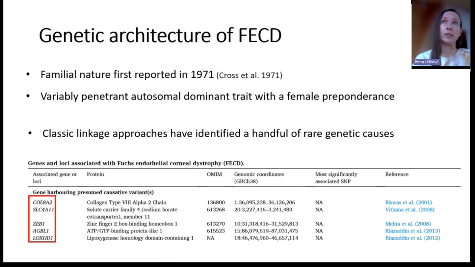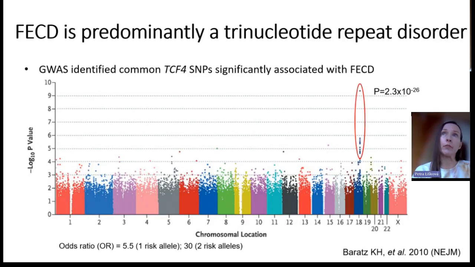These efforts led to the identification of only very few genetic causes, and for the vast majority of Fuchs corneal dystrophy patients, the molecular genetic cause was elusive. A real breakthrough, however, happened in 2010 when the first genome-wide association study was performed, and the association between Fuchs and common single nucleotide polymorphism situated within TCF4, which is a transcription factor, was identified. All this suggested that the genetics of this condition may be complex for the majority of cases.